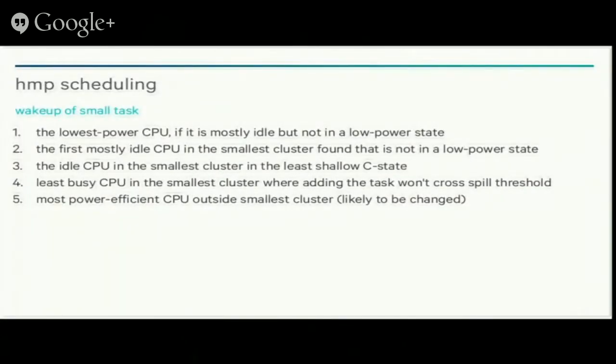For small task behavior, it's a bit different. With small tasks, we wanted to avoid waking up CPUs that were in deep low power states. Obviously you don't want to pay the latency and energy cost to bring a CPU out of, say, a power collapse, just to run something that's going to execute for maybe half a millisecond. So this is the order of preference for small task placement. I'm not going to read it out, but essentially we're trying to prefer CPUs that are already running but have a very low load.